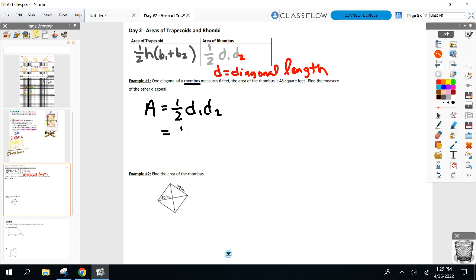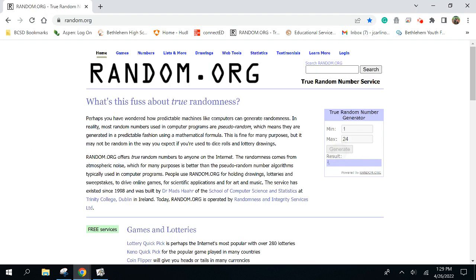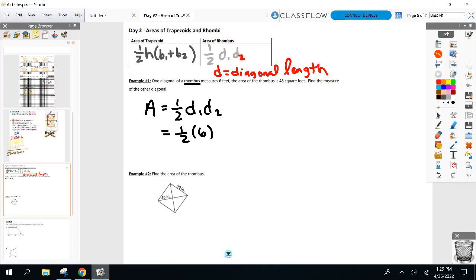Okay, so I should have 1/2 times 6. And how about the 48? This 48 square feet they give me. That's the area, so it should go in for A. Everybody good? And what am I solving for? The other diagonal. And second period, I incorrectly just assumed we could solve that algebraically.